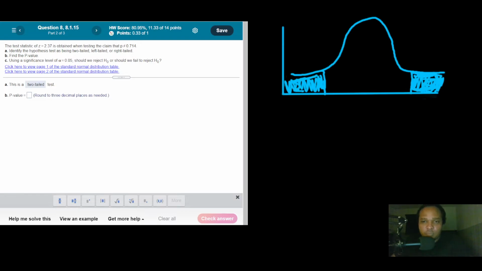Okay, so what do we need from here? It says that we have a two-tailed test and we need to find the p-value. So you can imagine we have 2.37 right here. Let's say this is 2.37, whatever you get for your p-value. So we're going to figure out what that is. This right here is your p-value. So is this one.